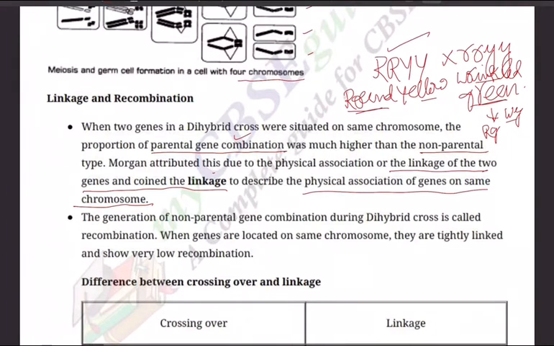The generation of non-parental gene combination during a hybrid cross is called recombination. How is this possible? Round green, how is it possible? Similarly, wrinkled yellow, how is it possible? It is because of the recombination of the alleles or genes. So when genes are located on the same chromosome, they are tightly linked. So they are in very close proximity. The locus makes the genes tightly linked and show very little recombination.